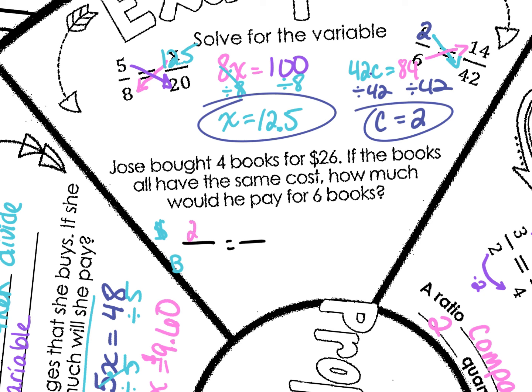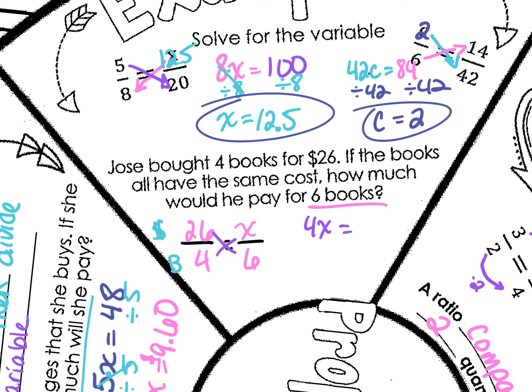So it's $26. Sorry, that's a 28. $26 for 4 books. Say we're buying 6 books. Books is on the bottom, and we're looking for this. I'm just going to put x. We're going to cross multiply. So 4x equals 26 times 6 is 156. And then we're going to divide by 4 to get rid of that. So x is equal to 39. So for 6 books, it would be $39.